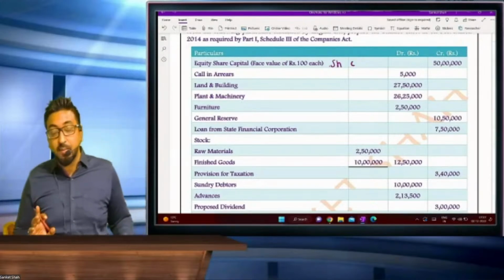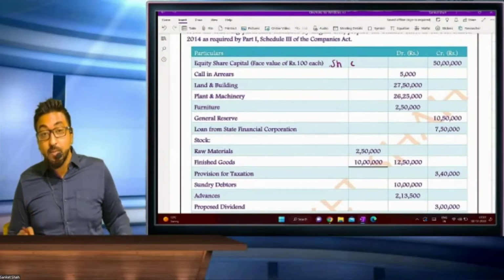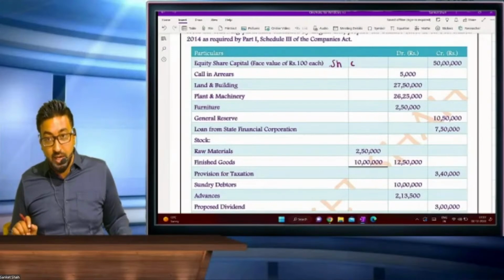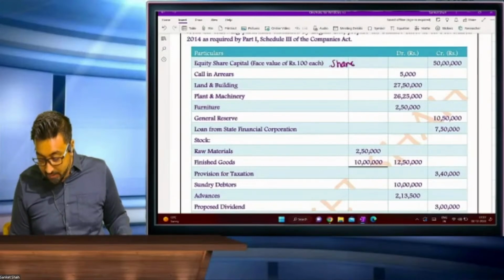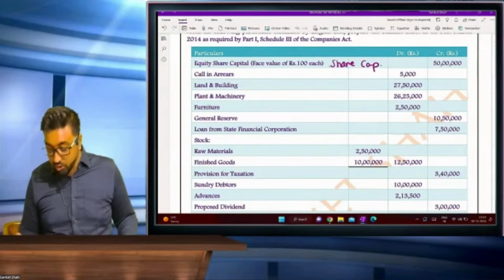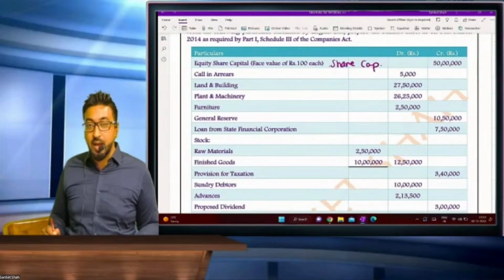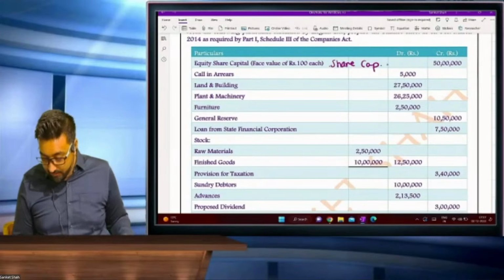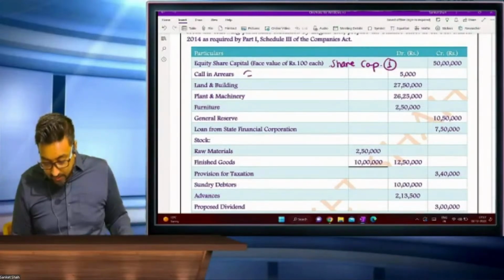I will give you 20 minutes. You will write it as in the exam. Timing will start, and at the end I will tell you the answer. So share capital, you can write as share capital, in Note 1.